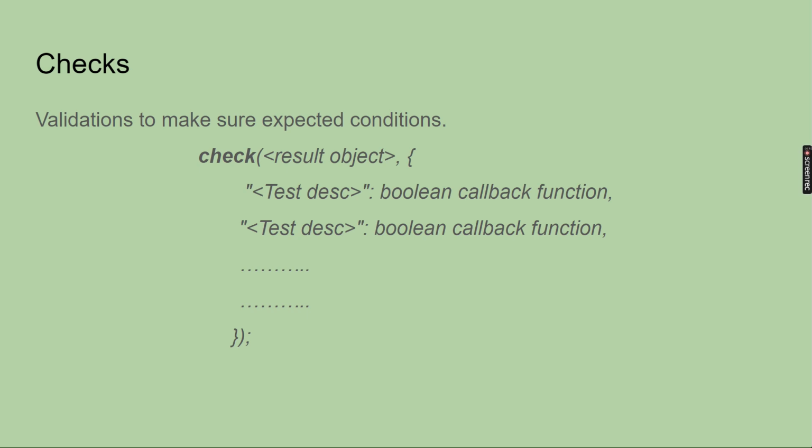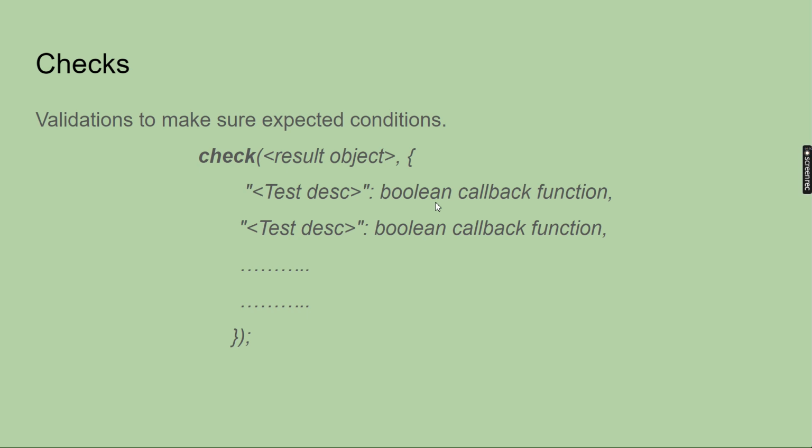In that, the key will be the test description, which explains your check at a very high level, and the value will be your boolean callback function, which returns either true or false. If you want your test case to pass, you return true, which is the expected condition. For a failing condition, it should be the negative case, which can be a negative or false value. The same kind of information can be repeated multiple times to have multiple test cases.